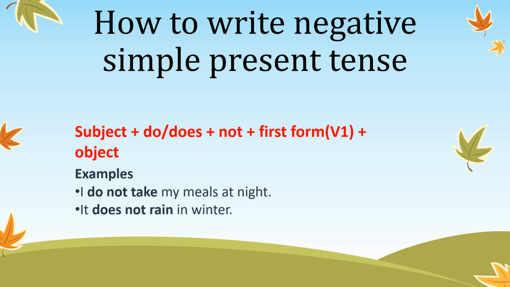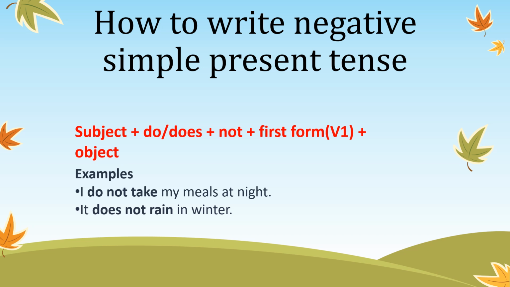How to write the negative simple present tense? Now, in order to create the negative of any sentence, we always add not. When we add not, then it is in the negative form.